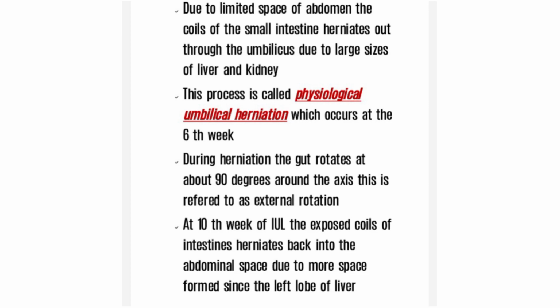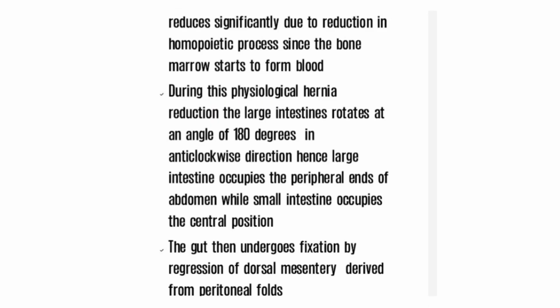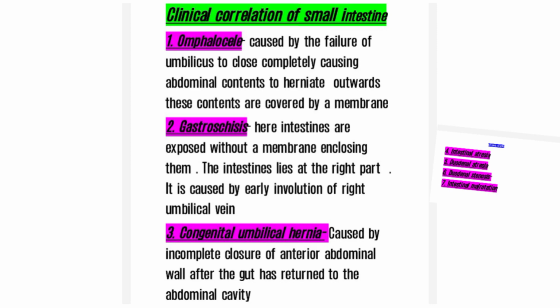Now we can flip the coin and move to the congenital anomalies of different parts of GIT. We can start with the small intestine. We have some congenital anomalies. The first one is what you call the omphalocele. Let me show you the slide. This is the continuation of development of small and large intestine. Now, the first one is the omphalocele.